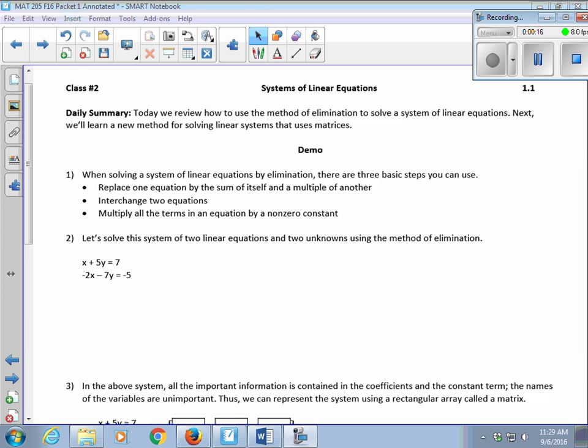We're going to learn how to use the method of elimination to solve a system of linear equations. You probably already know how to do that. And then we're going to learn a new method for solving a system of linear equations that uses matrices.